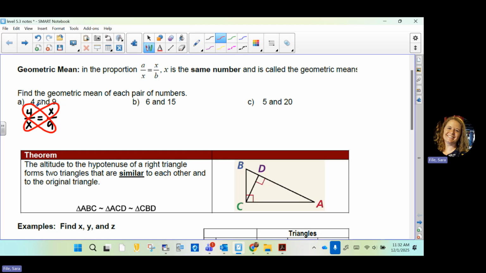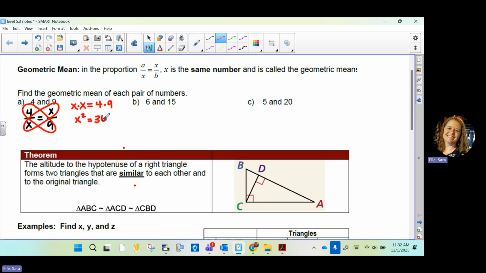So remember, when we cross multiply, we're multiplying X times X. Well, when you multiply something by itself, isn't that squaring it? When you have a variable times itself, you can write that variable squared. I'm going to write X times X first to help you see what's happening. And then I'm doing 4 times 9 on the other side. When you have X times X, that's X squared. And then 4 times 9 is 36.